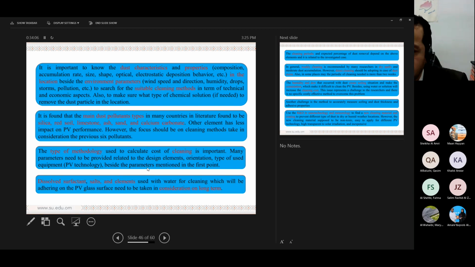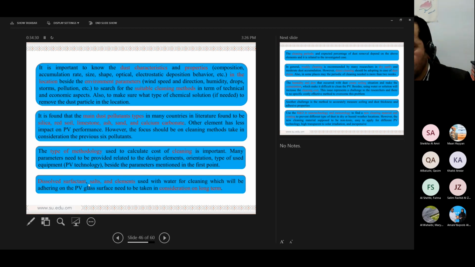So this is an important element that needs to be investigated. People investigate only solar radiation in the location. We need to investigate dust and see its characteristics for at least 1 year to know what type of cleaning methods, what it looks like, and the frequency of cleaning. Is it every couple of days? Is it weekly? Is it bi-weekly? Is it monthly? And so on.